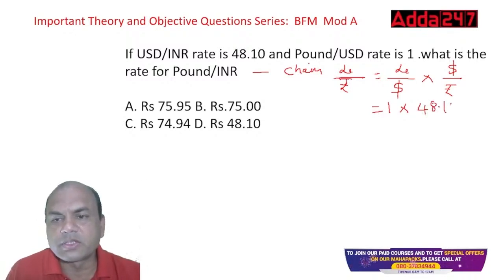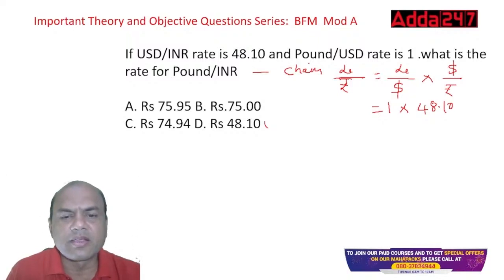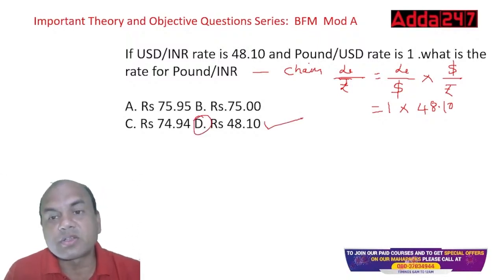48.10. So what is the answer? Same 48.10. Say this D, isn't it? D is the answer, right? So this is called the chain rule.